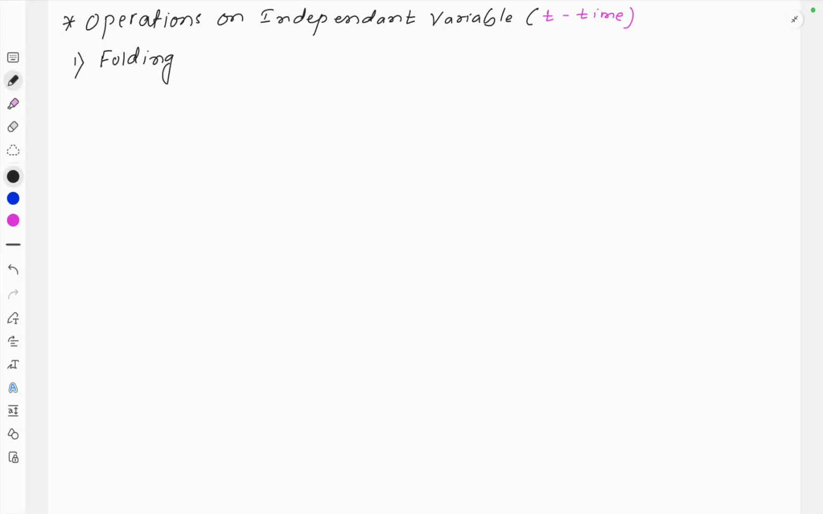In this video, we are going to study operations on signals and that too on independent variables. Therefore, here the independent variable is our time parameter. So we are going to study different operations on the t parameter of signal. The first operation that we are going to study is folding operation. It is also called mirroring.